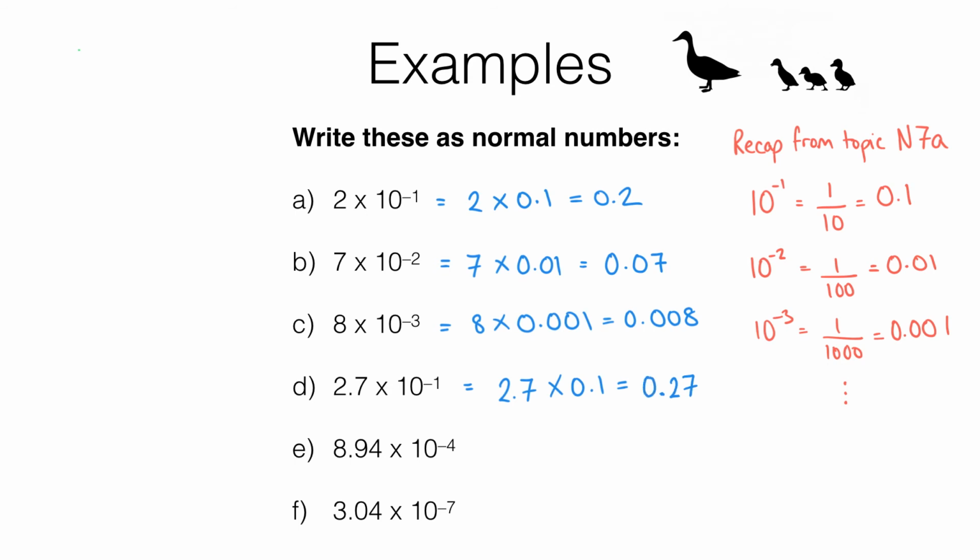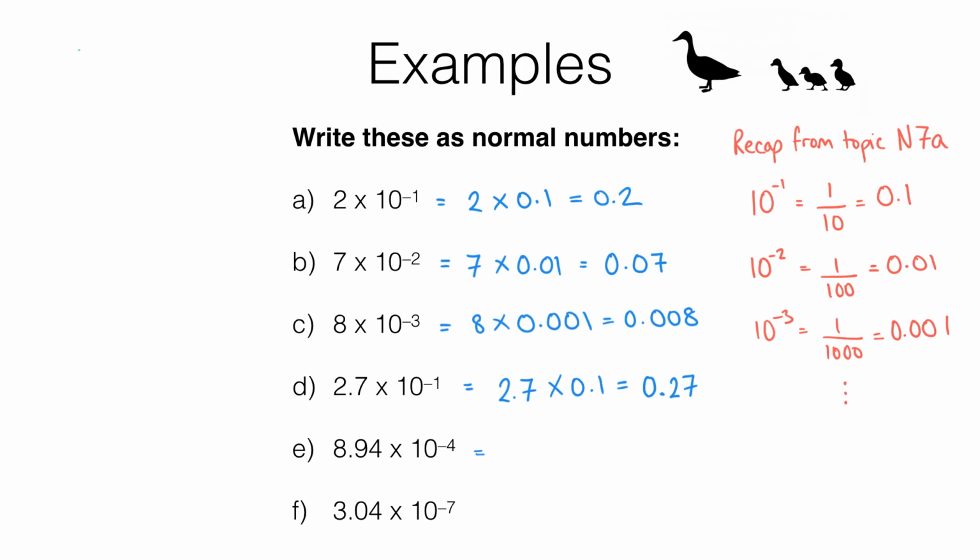Now, ideally, we can leave out this middle step. We can just think to ourselves, right, 2.7 times 10 to the power of -1, that -1 in there indicates that I need to just move everything 1 place value column to the right. Have a go at part E for yourself.